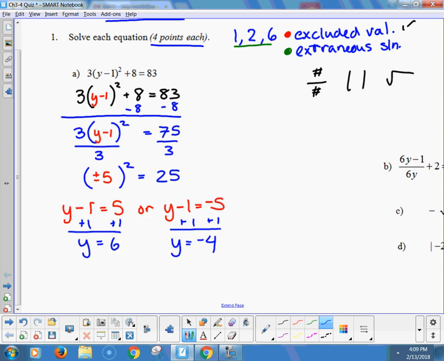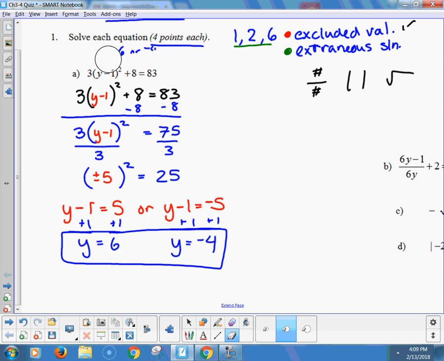If you wanted, you could check both of these numbers, but it doesn't matter whether you plug in a 6 here or a negative 4. Either way you slice it, the inside of this will be 5. You're going to square it, you'll get 25. You multiply by 3, 75, plus 8, 83. They both work. Two answers whenever you have a quadratic, because quadratics have x squared, and those problems often have two solutions.